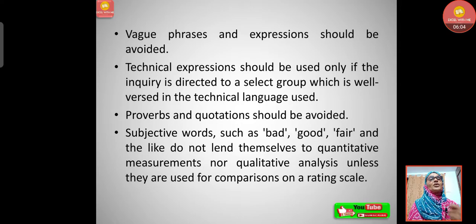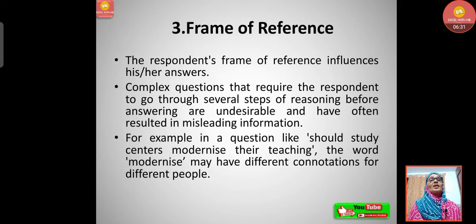Then proverbs and quotations should be avoided. Obviously, everybody will not understand proverbs and quotations. So a precise, concise, simple, accurate question should be there. Then, subjective words such as bad, good, fair and the like do not lend themselves to quantitative measurement nor qualitative analysis unless they are used for comparisons on a rating scale. Then the third one is frame of reference.